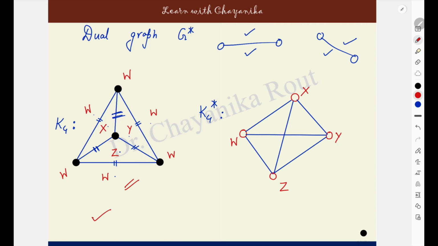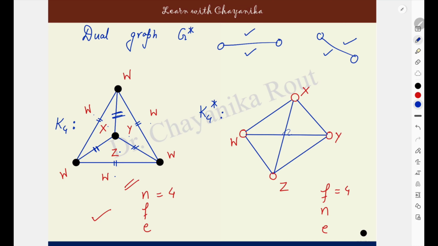Now after you draw your dual, how to cross check that it is correct? You will see as many vertices are there in the original graph, those many faces will be created in the dual graph. As many faces are there in the original graph, those many vertices are there in the dual graph. As many edges are there in the original graph, those many edges are there in the dual graph. See, the graph K4 has 4 vertices. The dual graph of K4 also has 4 faces. Now how to see that it has 4 faces?